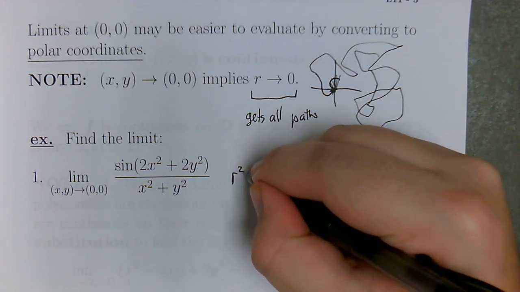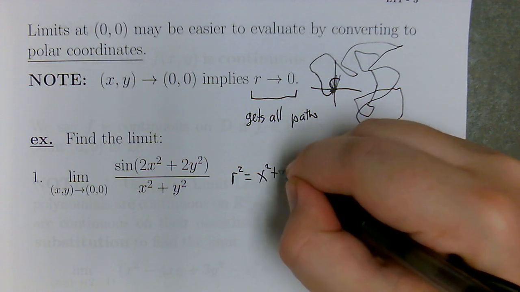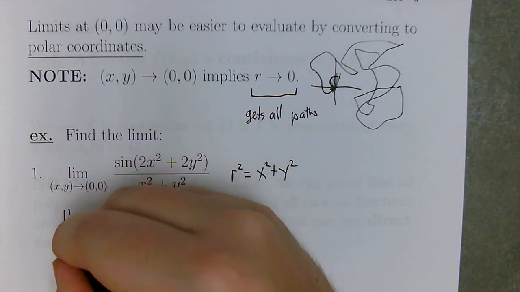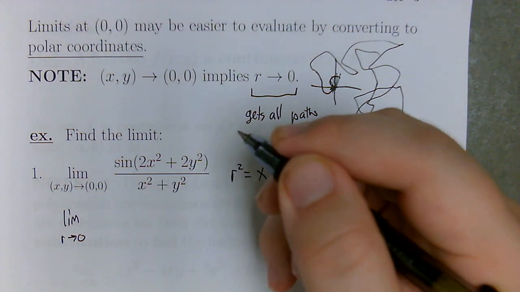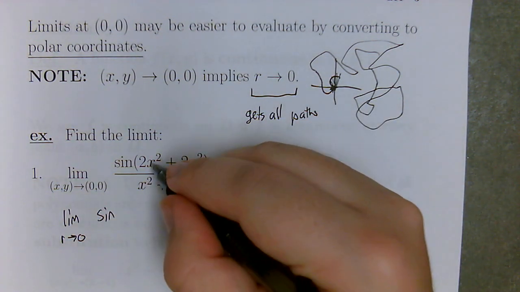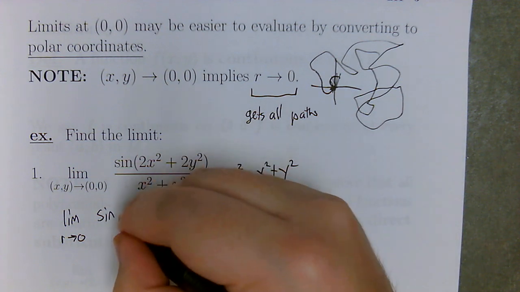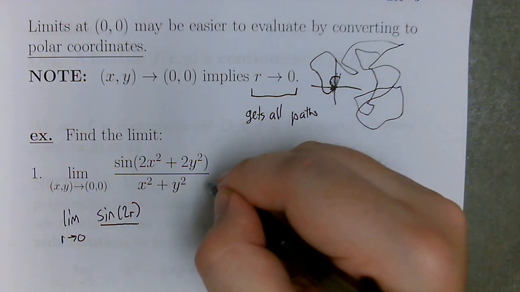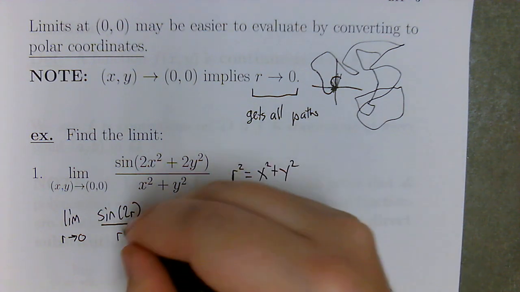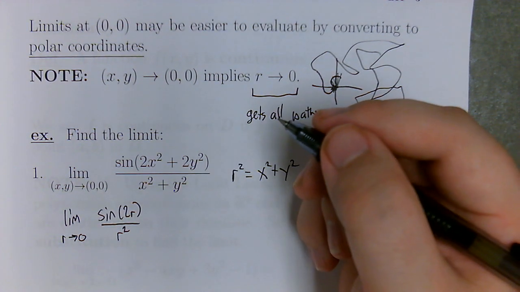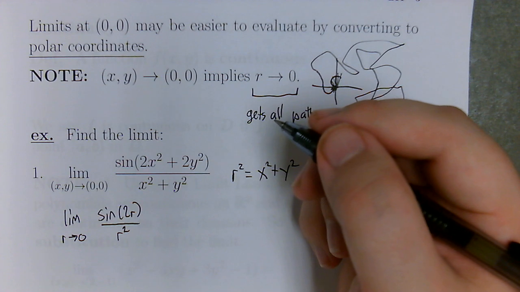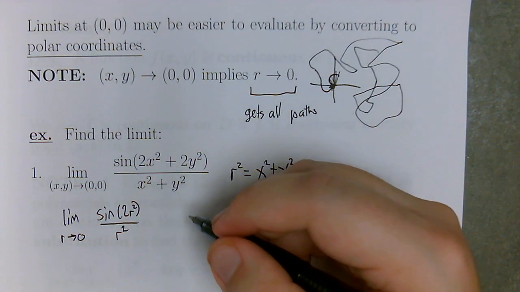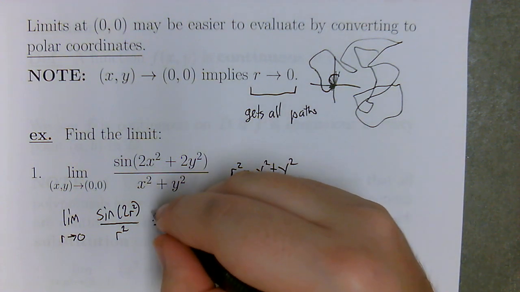Now let's remember from our Calc 2 days that r squared is x squared plus y squared. So now we can convert this limit to being r going to 0. And I see I have 2x squared plus 2y squared here. That seems like 2r. Meanwhile, down here I have x squared plus y squared. That will be r squared right here. All right. Oops, this is 2r squared. My mistake. All right, so let's take a look at this limit.